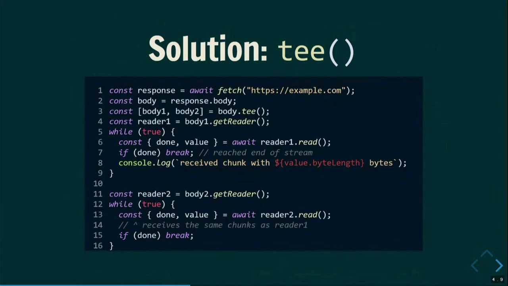So a solution there would be to tee your stream. And teeing takes your stream and turns it into 2 streams. And both streams will get the exact same data coming from the original stream. So here, the first loop will be using body 1, which is a stream that has all of the data coming in. But while you're using the first reader, the second stream will keep all of the data ready for the second reader to consume afterwards.